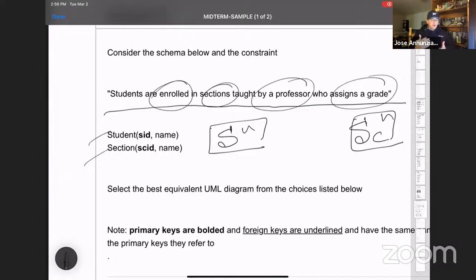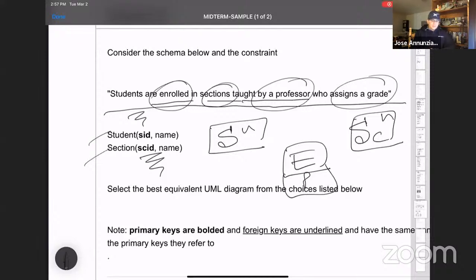So, students are enrolled in sections taught. So it looks like there's some kind of enrollment here, right? That relates the two, that creates some relationship between the two. And in that enrollment, I'm capturing, so, are enrolled in sections taught by a professor. Notice that the section doesn't have any information about the professor, and the student doesn't have any information. So perhaps the professor would be part of this new class, and the professor assigns a grade. So presumably I have also a grade here, right? So I have this new class over here that has the professor who taught this and the grade, and somehow it's relating the two. Okay, so it says, select the best equivalent UML diagram from the choices listed below.